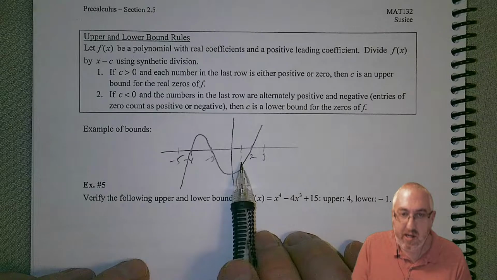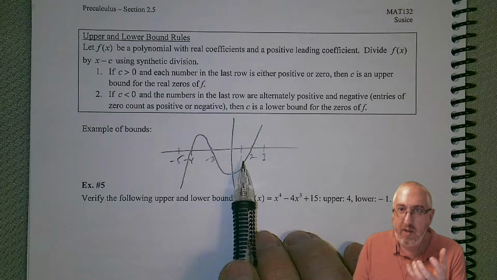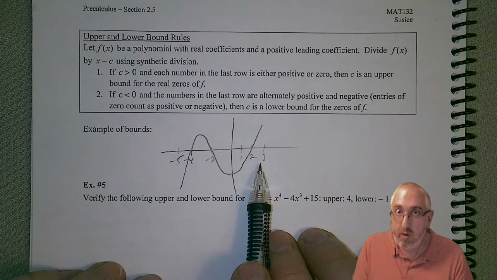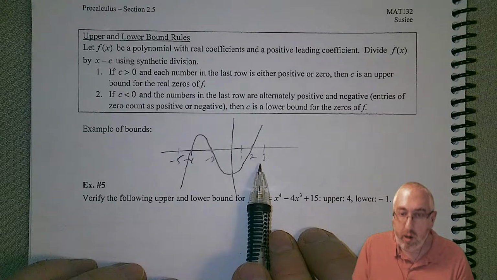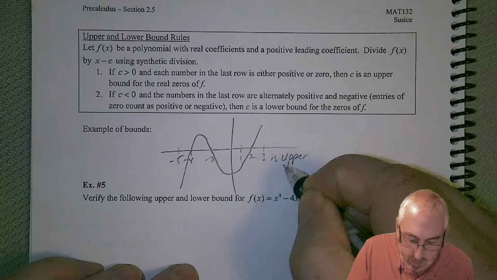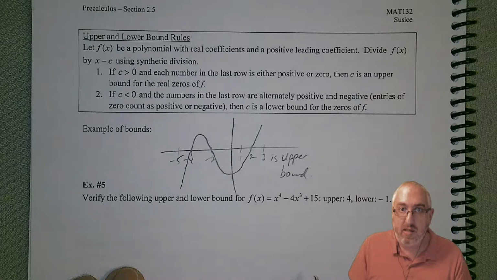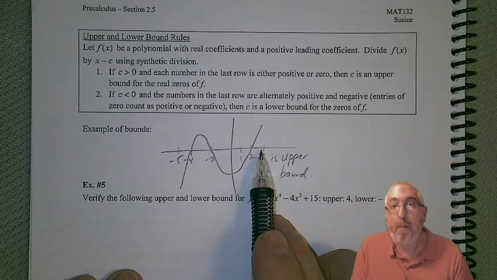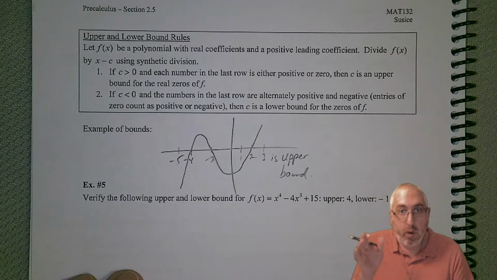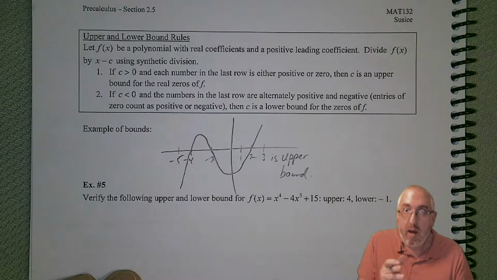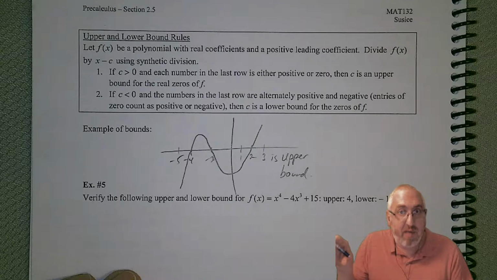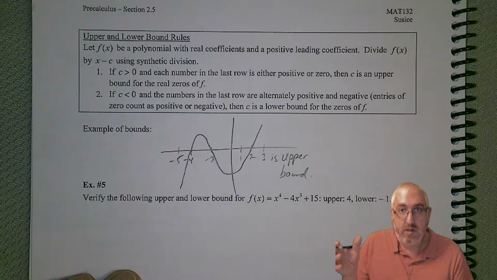When we do synthetic division with 1, it's really not going to give us anything by looking at the results. But when we do 3, if we were to check 3 using synthetic division, we're going to find that 3 is an upper bound. And what that means is that there's no other spot above that where the function crosses the x-axis. So we only need to look below 3 for where it crosses. So that's what they mean by upper bound. There's nothing above that number where the function is going to cross the x-axis.